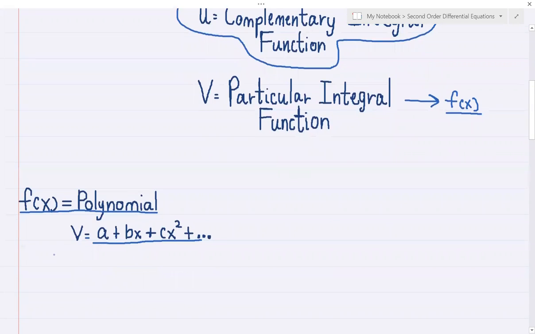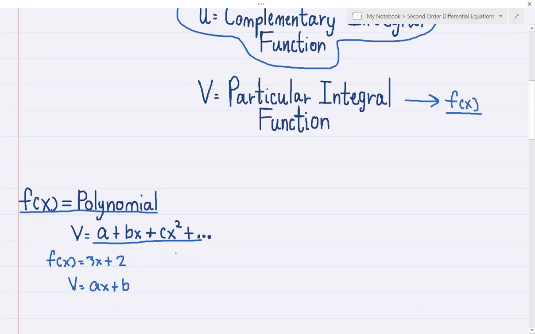So for example, let's just say your function f of x is a polynomial. So I have 3x plus 2. So what would be my v? Since I have 3x plus 2, I will have ax plus b. That's it. Okay, that is my function, and that would be my v.